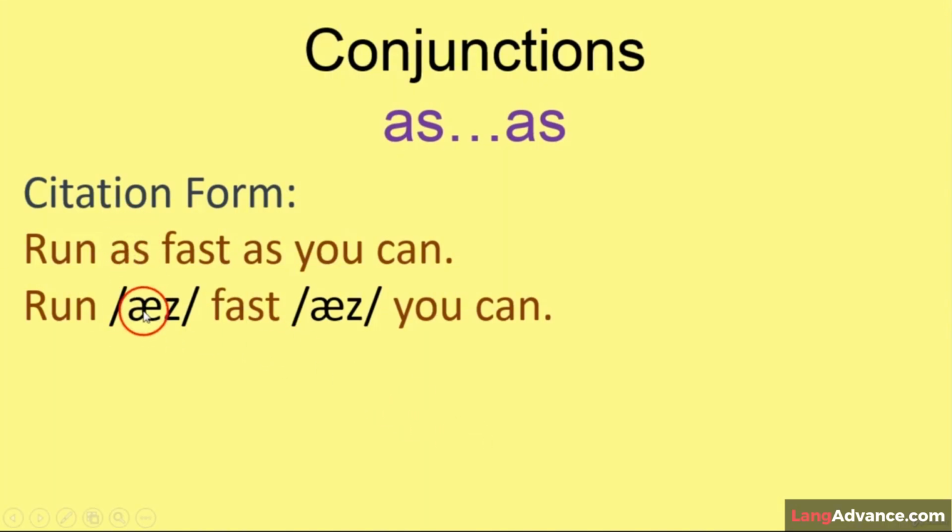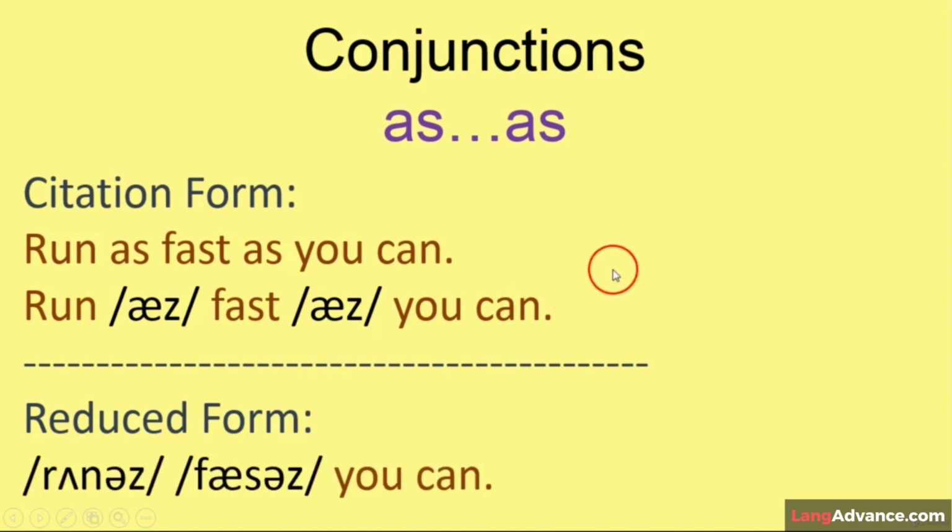The word as in IPA format looks like this. This symbol sounds like a, and then we have the letter Z, which is z, as. In IPA format, in reduced form, as is written with the schwa, which sounds like uh, and then we have z. So as becomes uz.